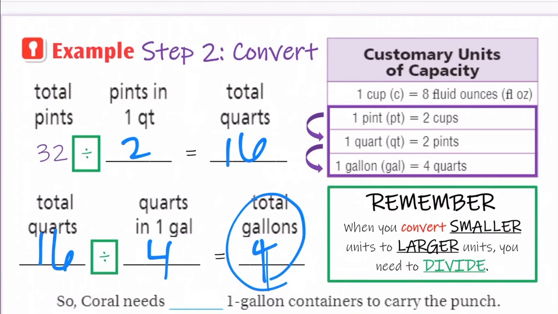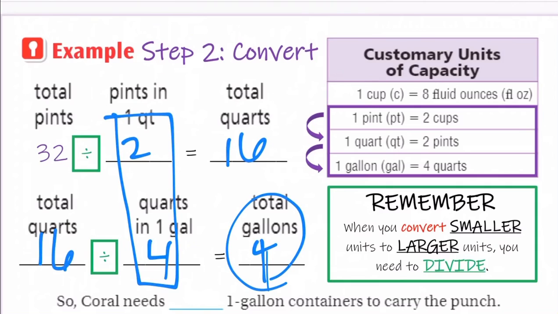Now, here's the thing. This kind of reminds me of when we simplify. There's a way easier way to do this, right? You can go from 32 to 4 pretty easily. You just divide it by 8, right? If we know that there's 8 pints in a gallon, all you have to do is take 32 and divide it by 8. And that has to do with these 2 numbers, right? 2 times 4 is 8. So 32 divided by 8 equals 4. Whatever's easiest for you guys. There's 2 ways to do this, obviously.